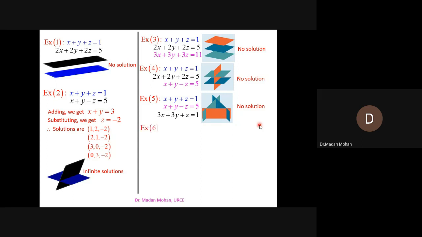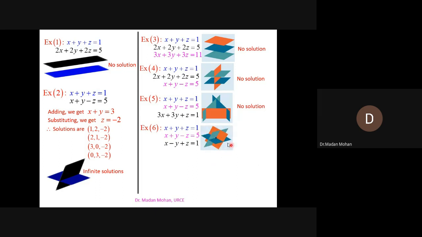Next. Again, sixth example, x plus y plus z equal to 1. x plus y minus z equal to 5. Same as like this. Now, I am taking the third one, x minus y plus z equal to 1. What happens? Now, observe.